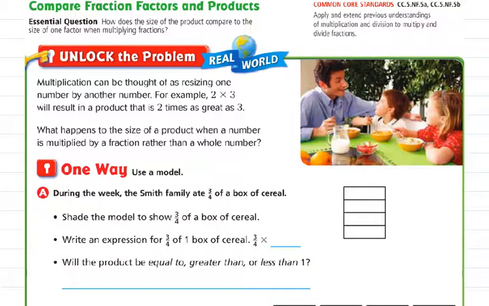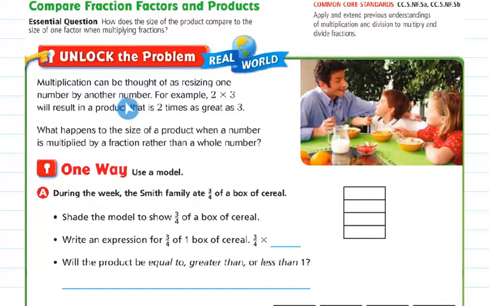Students, in lesson 7.5, we are going to be comparing fraction factors and products. Our essential question for this lesson is, how does the size of the product compare to the size of one factor when multiplying fractions? So we're going to start with the real world, unlock the problem.